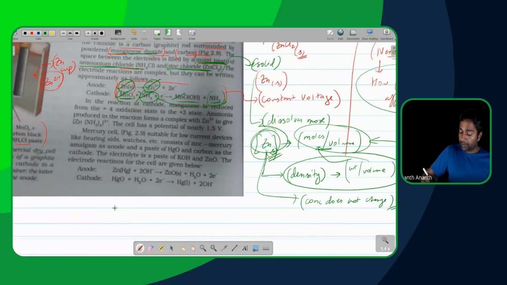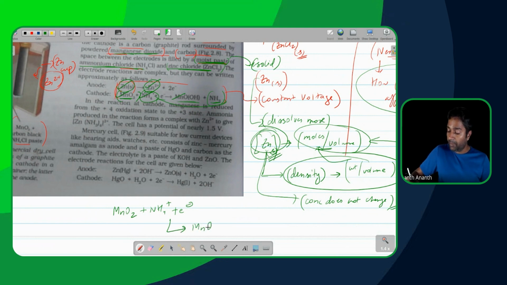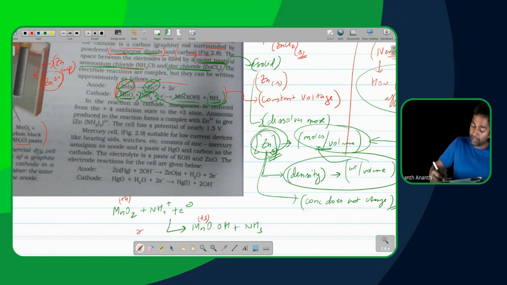So you're going to be having cathode reaction being MnO2 plus NH4+ plus electron giving MnO(OH) plus ammonia. Effectively, manganese here is in +4 oxidation state, and it is going to a +3 oxidation state. So there is a reduction reaction happening in this particular case. That's why it's gaining 1 electron in the process.